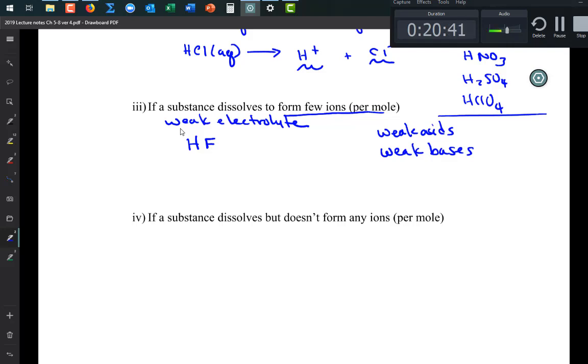So when I take HF and I dissolve it in water, in the water I have mostly HF and I have a few hydrogen ions and a few fluoride ions. About 1% of HF will ionize in water, which means, like HCl, when I put it in water, it's 100% ionized. It's 100% hydrogen ion and 100% chloride ion. HF, it's 1% hydrogen ion and 1% fluoride ion. It's a weak acid because it doesn't dissociate well and doesn't produce a lot of ions.